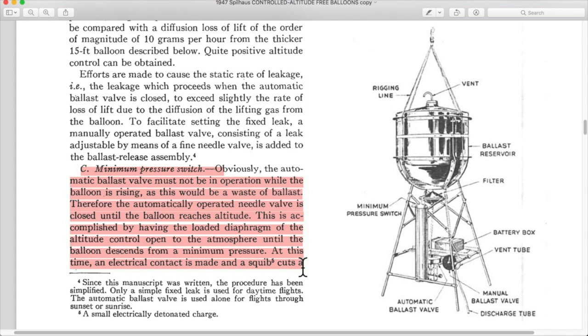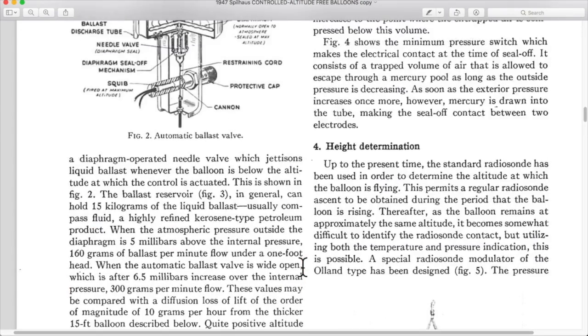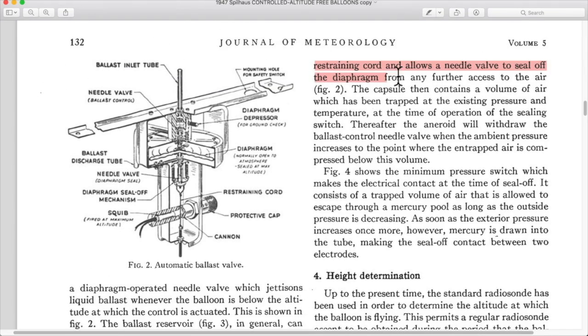At this time, an electrical contact is made and a squib cuts the restraining cord and allows the needle valve to seal off the diaphragm from any further access to the air. And that is exactly what we learned from the diagram. The capsule then contains a volume of air which has been trapped at the existing pressure at max altitude and temperature at the time of the operation of the sealing switch.